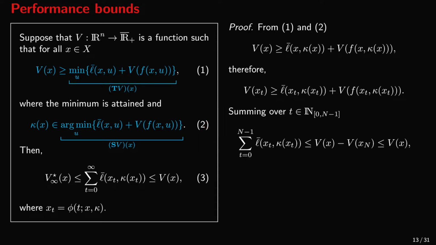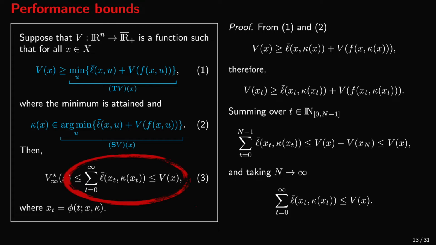Next, we can sum up all the stage costs from time 0 to time n minus 1, where n is just any natural number, and we see that the sum from 0 to n minus 1 is less than or equal to v of x minus v of xn, which is less than or equal to v of x. This is simply because v of xn is a non-negative number. And taking n to infinity, we see that the infinite horizon cost is bounded above by v.